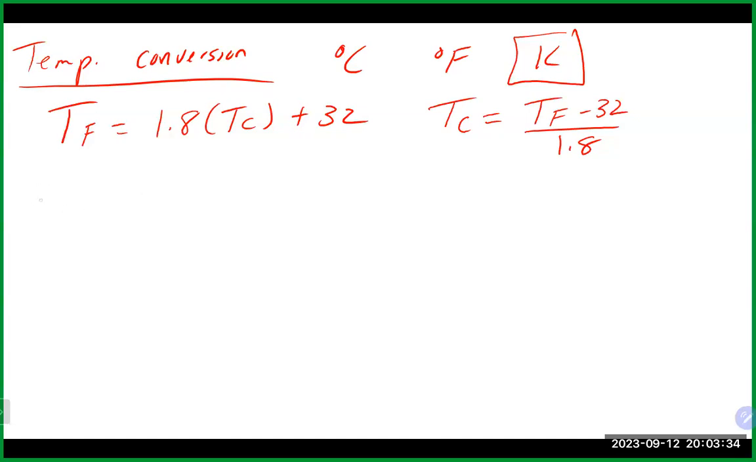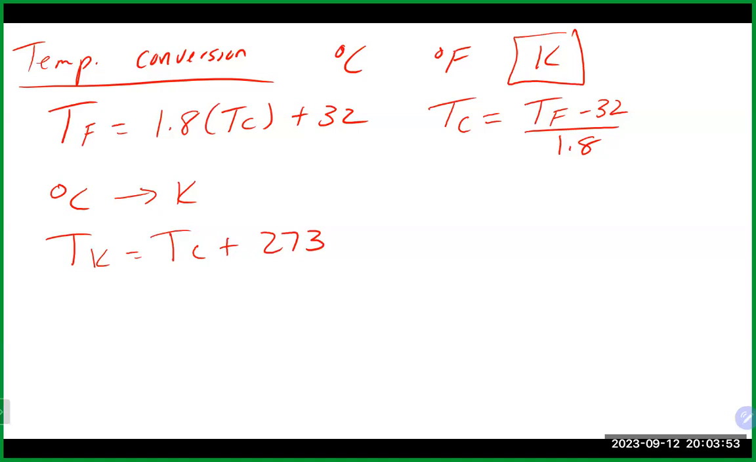Most commonly, though, we go Celsius to Kelvin pretty much mainly here in chemistry. And to do that, the temperature in Kelvin is the temperature in Celsius plus 273. The proper number is 273.15, but most people don't use the 0.15.